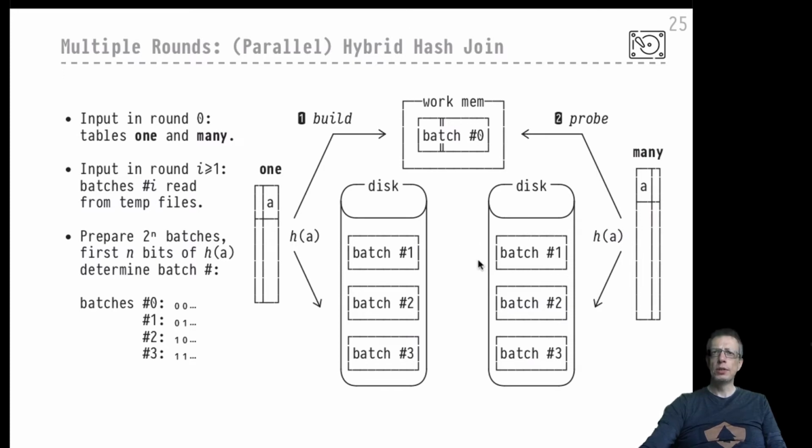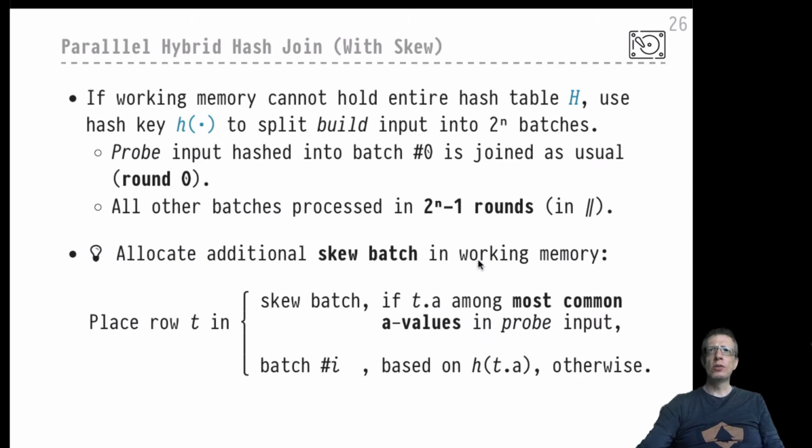All right, a few more details here. If the working memory indeed cannot hold the entire table, then as I told you, we split the build input into 2 to the power of n batches. We've already talked about this. The probe input in batch 0 would be considered as normal. Other rows would be processed in the later 2 to the power of n minus 1 rounds, potentially in parallel. All right, so this just repeats what we've already said.